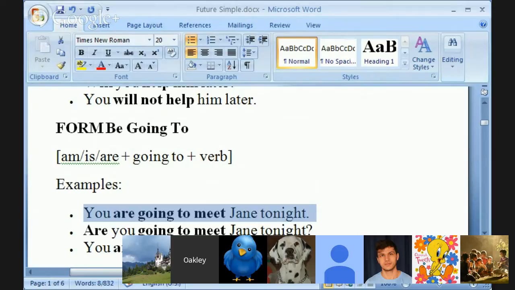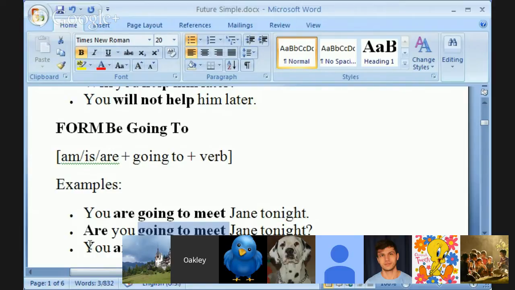I am, okay. When we form the question now, here's where the first auxiliary, the first helper verb goes first. We've got a lot of parts to this compound verb. It's compound, made of many words. So this compound verb form has a lot of parts. The first auxiliary or helper verb goes first, and then the subject noun, then whatever's left. Are you going to meet Jane tonight?